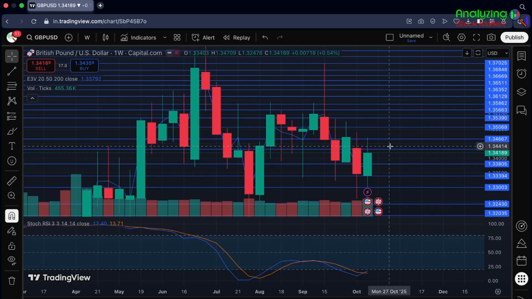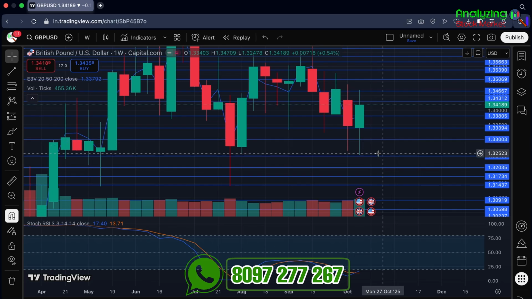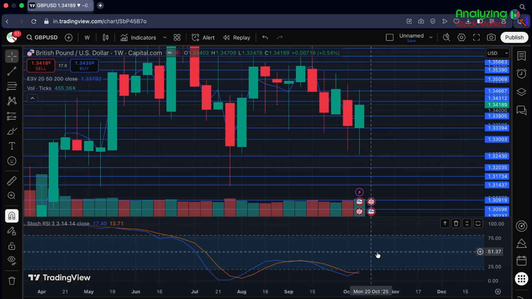Currently, on this weekly chart, the candle of the week is a bullish candle with a medium body, a big lower wick and a small to medium upper wick. Stochastic RSI is around 13 to 17, which is in the oversold area, indicating a positive move. But remember, as we always say, we should not depend only on RSI or other indicators. We should also look at other factors which move the pair, like news or important events, and then make a decision according to that data.